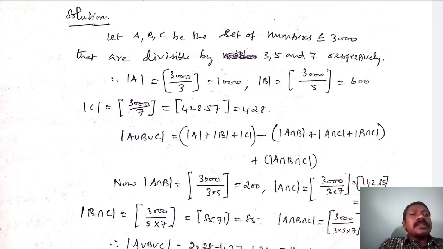So the formula is, we know that cardinality of A plus cardinality of B plus cardinality of C minus cardinality of A intersection B minus cardinality of A intersection C minus cardinality of B intersection C plus cardinality of A intersection B intersection C. So this is our formula.